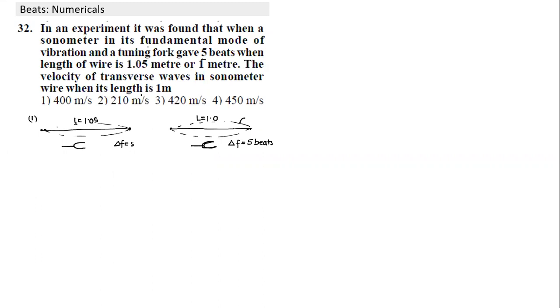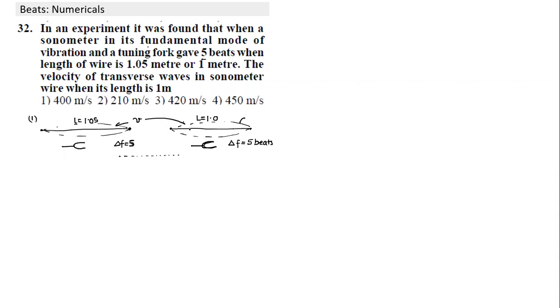So what is the important point here? What we need to understand is that whenever the length of the sonometer wire is changed, the speed of the wave on the wire is not changed. V remains the same. Tension and mu of the wire are not changed. V is the same, so we'll write one equation between the two. But let's try and think, how would this make sense, that 1.05 meter also creates 5 beats and this also creates 5 beats? How is that logically possible? Anyone?